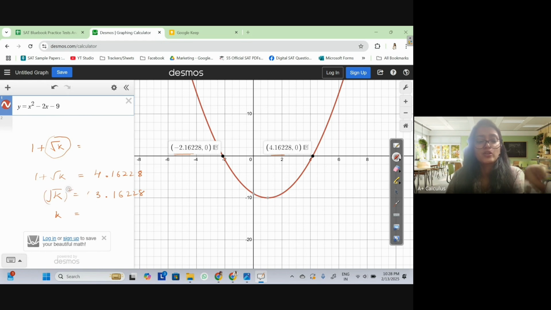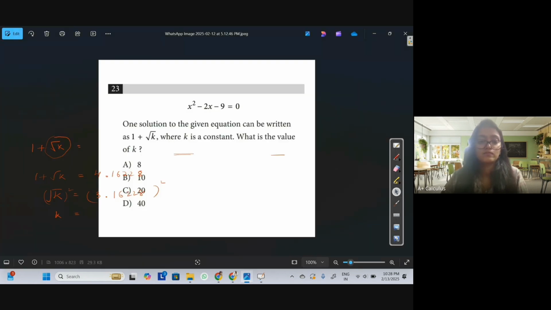So k, now you can square this equation and you'll get k is equal to the square of this number. So taking the square on both sides, it looks like it will give us approximately 10. The value of k should be 10. And from all the answer choices, see, the square of this number, 3.16228, will be more than 9. It will be very close to 10. It can definitely not be 8. It cannot be 20. It cannot be 40. It will be 10. You don't even need your calculator.